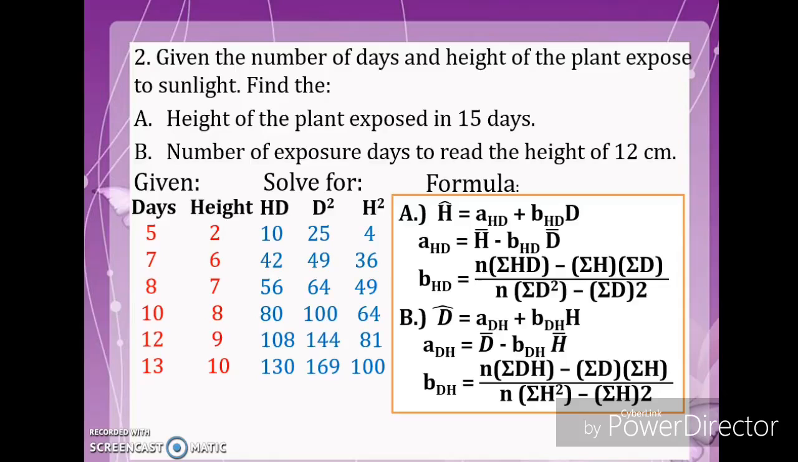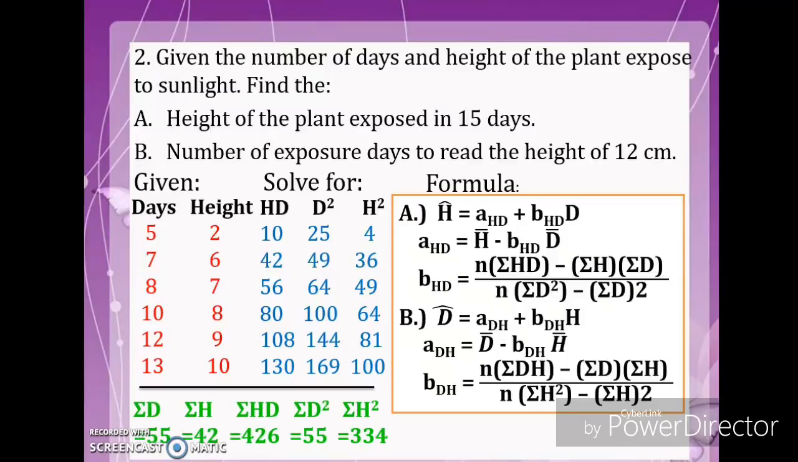So, alam naman natin kung paano kunin ang HD. Multiply lang ang height and days. Then sa D squared, i-square ang value ng days. Then sa height, i-square lang din ito para makuha ang value ng H squared. So, para makuha ang summation nila, ipag-add lang ulit ang mga values. Then sa days, ang summation of D is equal to 55. And sa height, summation of H is equal to 42. Then summation of HD is equal to 426. Summation of D squared is 55. And summation of H squared is 334.